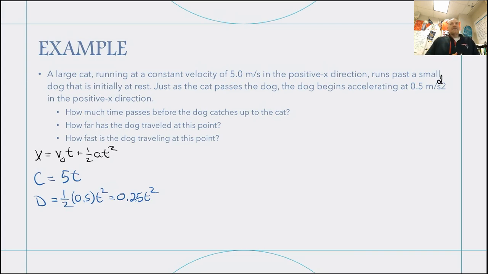How much time passes before the dog catches up to the cat? We set these equal to each other, because at that time they're at the same position. Sorry, I wrote a 0.5, not a 0.25. Then we solve this. As a heads up, don't cross out factors of t right now, because you actually lose a data point. My recommendation is to subtract the 5t over, and then you can treat it as a quadratic.